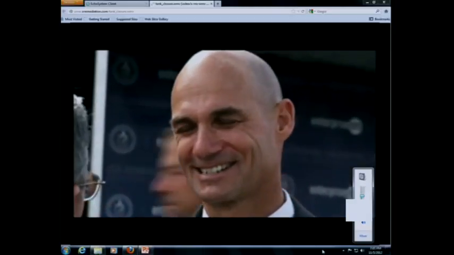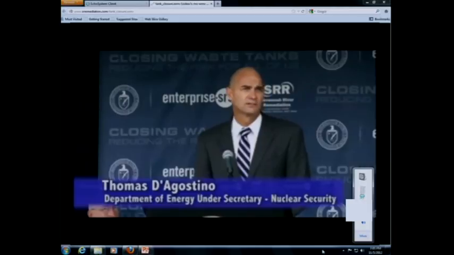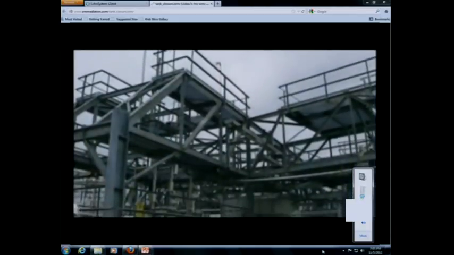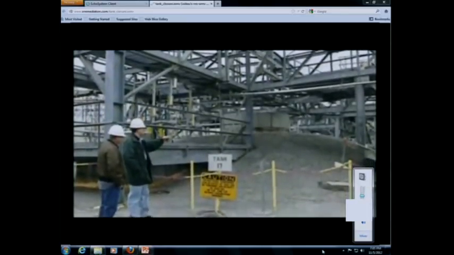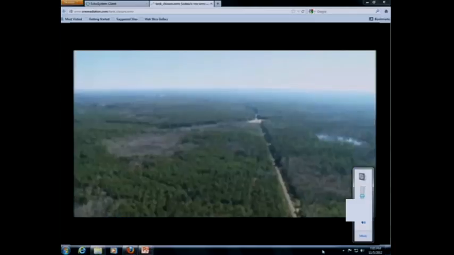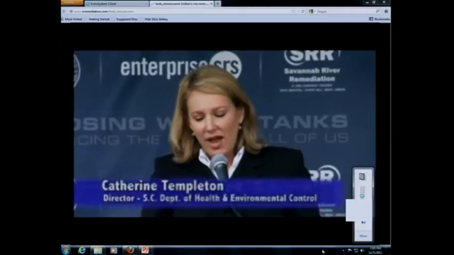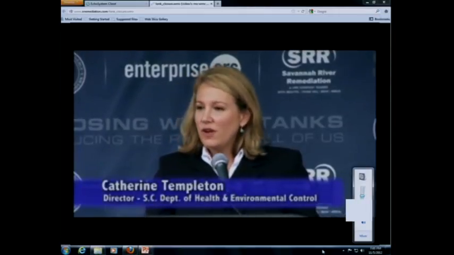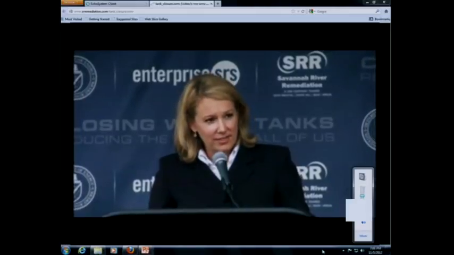The Department of Energy Undersecretary, Thomas D'Agostino, attended and acknowledged the accomplishment. And on behalf of a grateful nation, I say thank you for a job well done. For South Carolina, the accomplishment is significant. By closing these two hazardous waste storage tanks, you helped reduce the single greatest environmental risk in the state of South Carolina.